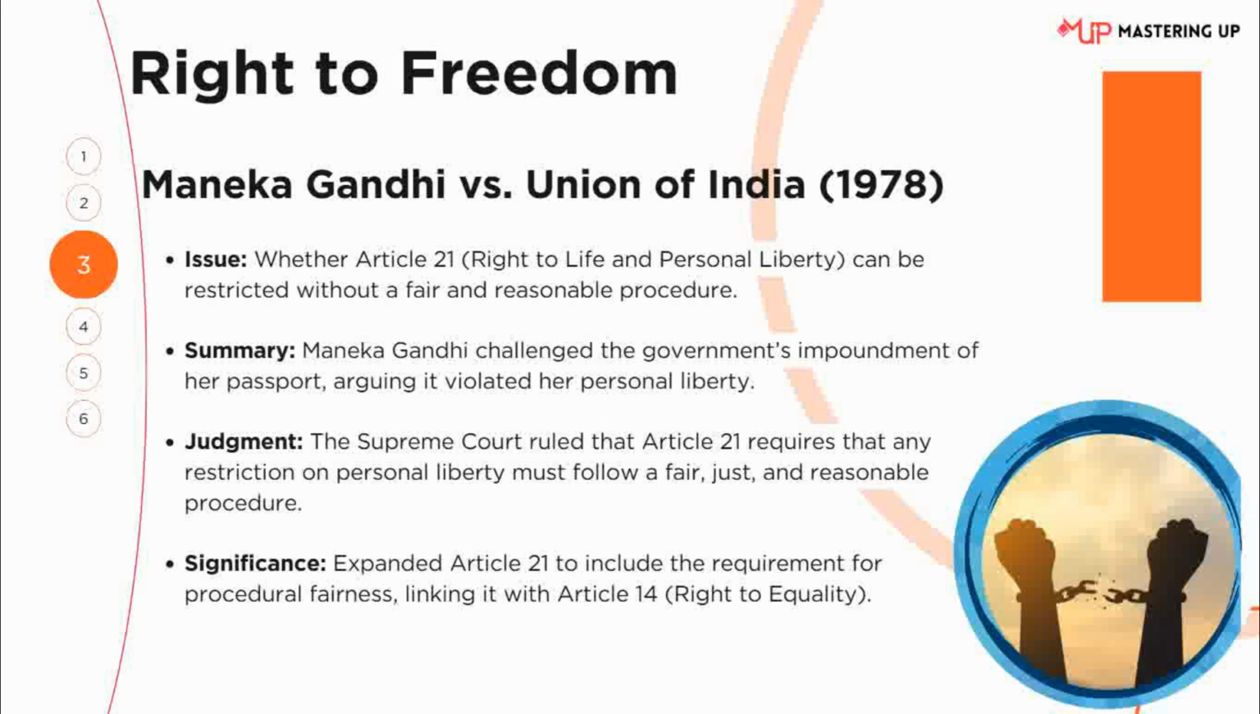Maneka Gandhi's petition argued that Article 21 mandated that any such restriction must be imposed through fair, just, and reasonable procedures. The judgment of the court ruled in favor of Maneka Gandhi, holding that Article 21 must be interpreted to include procedural fairness. The court made it clear that no restriction on personal liberty can be imposed unless it is in accordance with fair, just, and reasonable procedures.